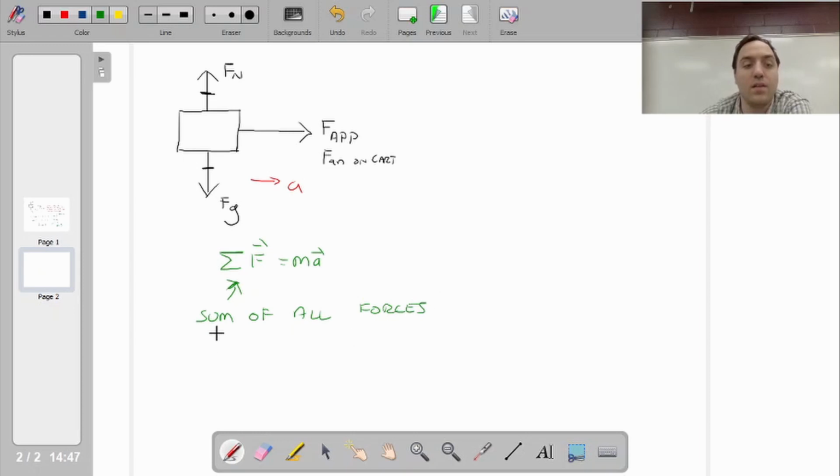also known as the net force, equals the mass of the object times the acceleration of the object or system. The net force acting on an object equals the mass times acceleration. In this case, the normal force and the gravitational force cancel out. So whatever force you're applying, the fan on the cart, for instance, will provide your acceleration.